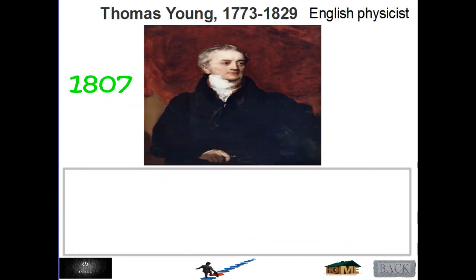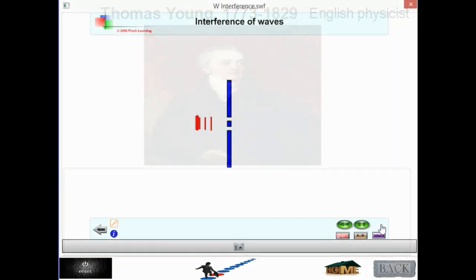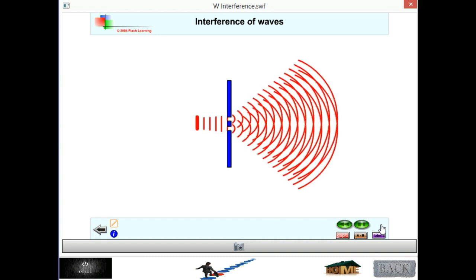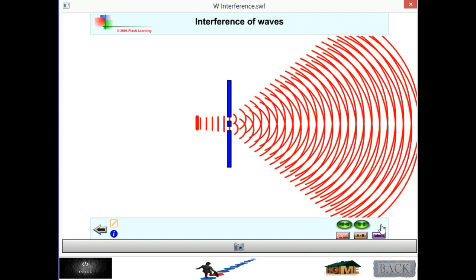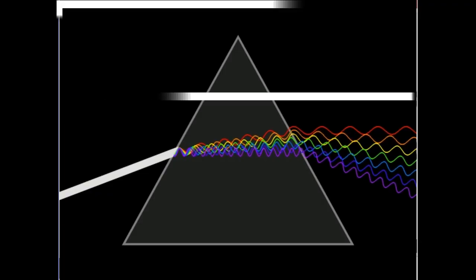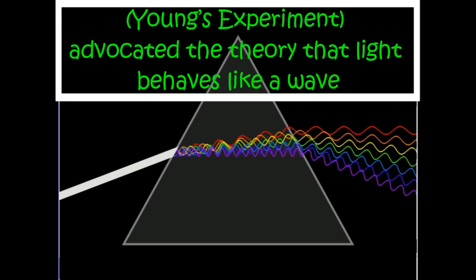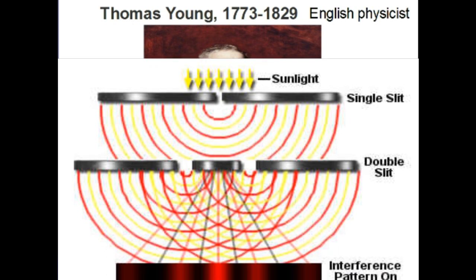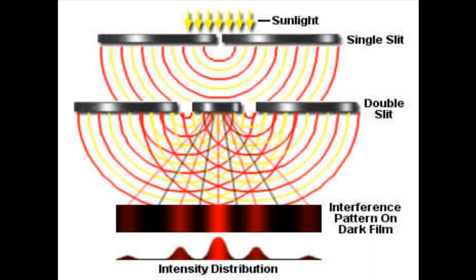In 1807, English physicist Thomas Young showed that when light coming from a point light source is shined on two pinholes, they will interfere with each other, and interference fringes can be observed on the screen. Young's experiment advocated the theory that light behaves like a wave. And by Young's double-slit experiment, Huygens' wave aspect of light was proved.